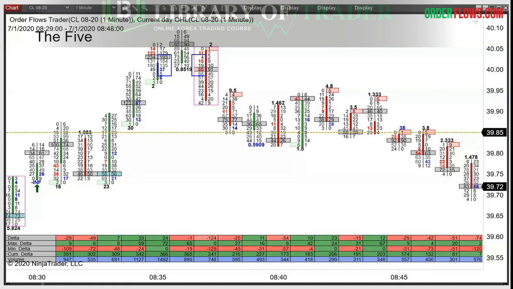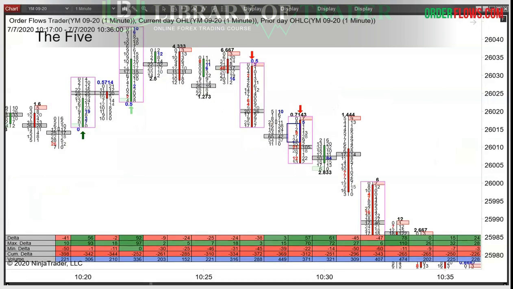This is crude oil, right? Earlier I was showing you E-minis, now I'm showing you crude oil. Here's mini Dow. Mini Dow is a market that doesn't trade a lot of volume compared to crude oil or E-minis, so the numbers are going to be lesser.